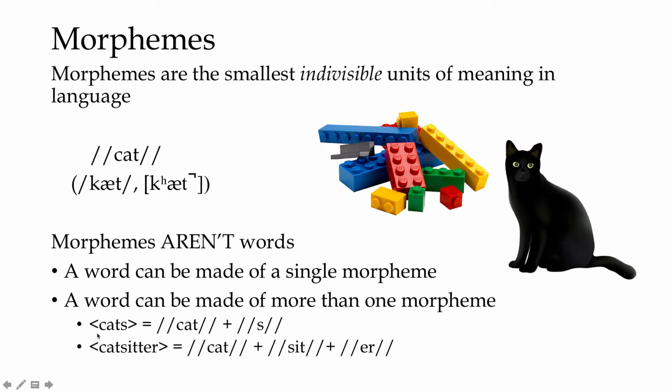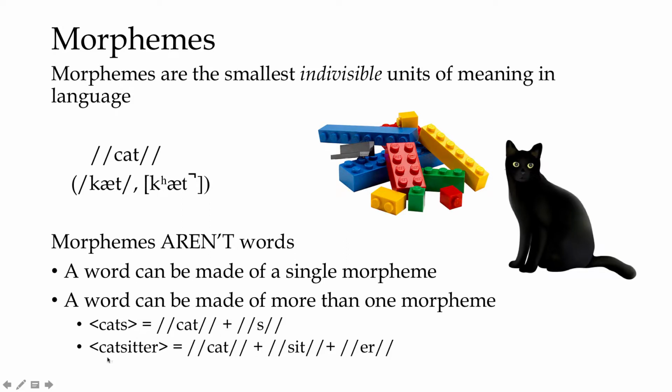A word can be made of more than one morpheme. So the word cats, which I would write C-A-T-S, can be made up of this morpheme cat, which means this animal, but there's another morpheme at the end, s. I could pull apart that sort of word into two Lego pieces. This is the piece which means the animal. This is the piece which means plural, and it would always go at the end.